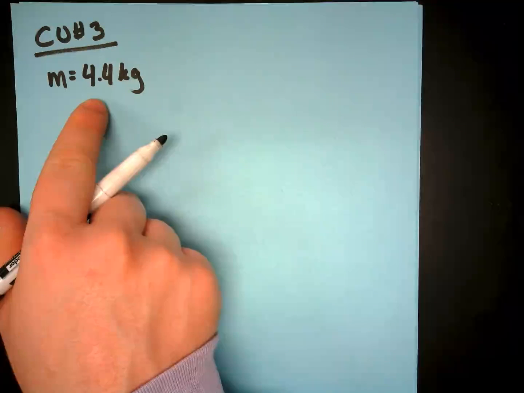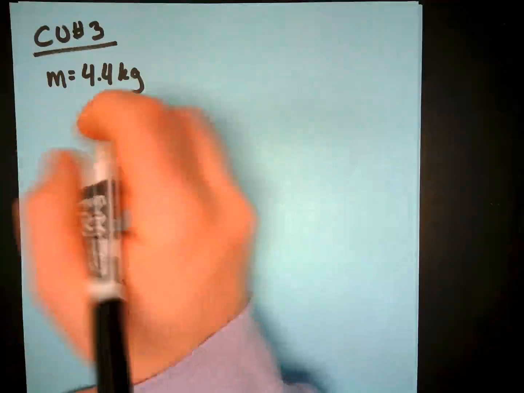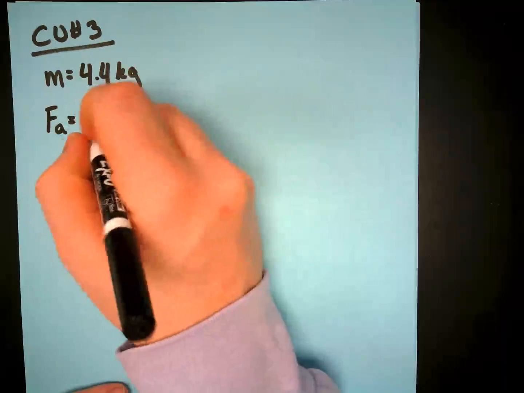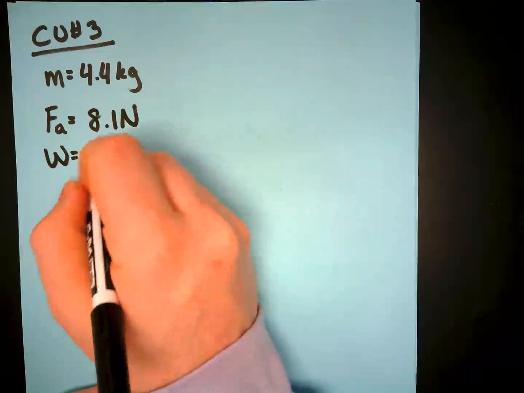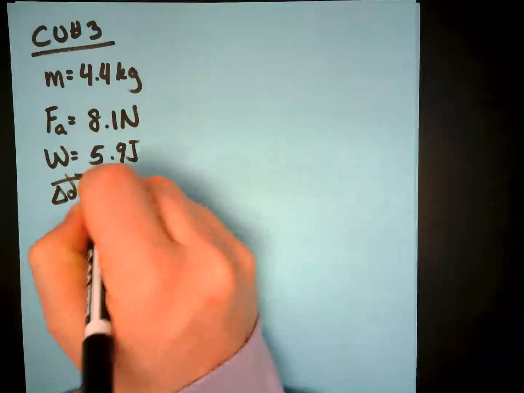So we're probably not going to do anything with this, but we'll write it down anyway because it's been given. It gives a horizontal force here, so that's our applied force in this case of 8.1 newtons. They tell us the amount of work done is 5.9 joules, and then we've got to find the displacement. How far was this pushed?